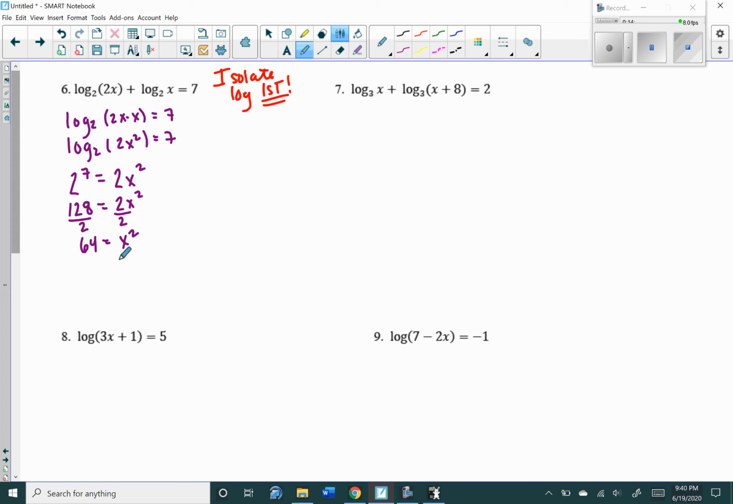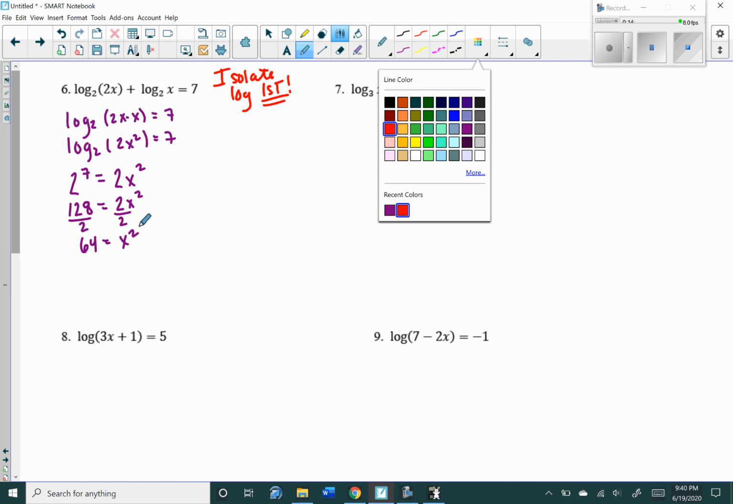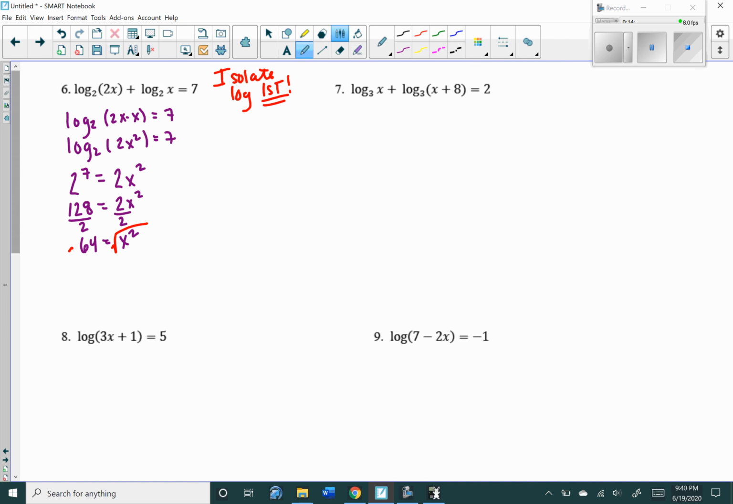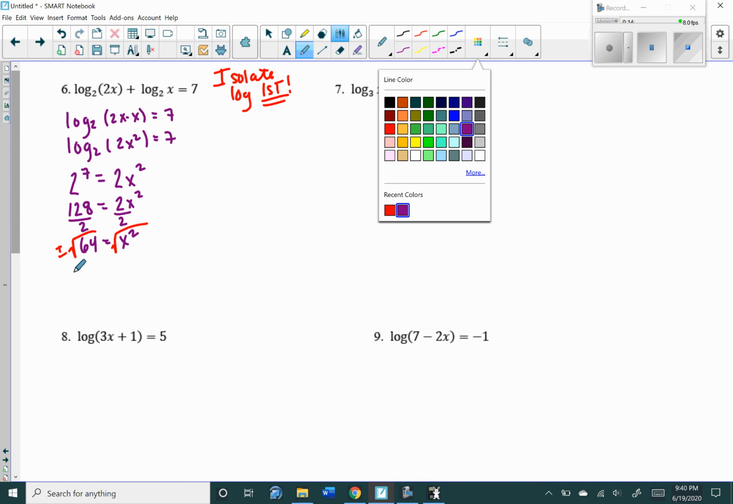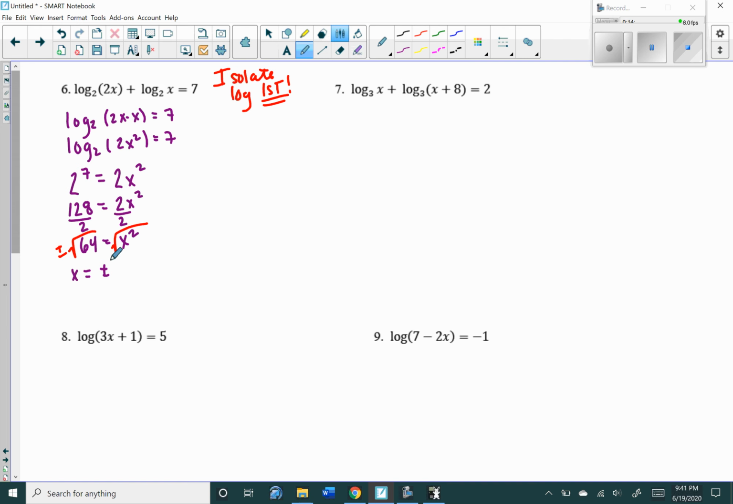So how do I solve for something that is squared? Remember, you can take the square root of both sides. And when you do that, don't forget to write the plus or minus. So we get x is equal to plus or minus the square root of 64, which is 8. And then, of course, you want to make sure to check your answers.